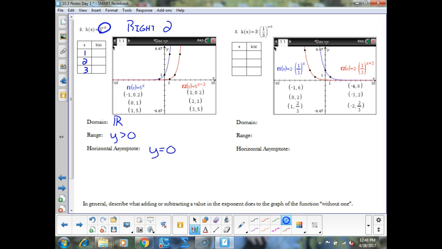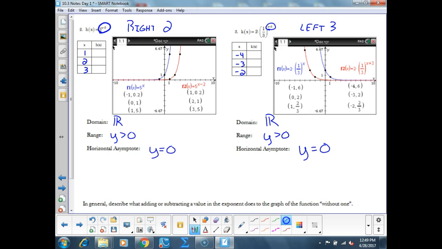Okay. Over here, again, now it's plus 3, so that is a left 3 shift. So negative 1 would go to negative 4, 0 would go to negative 3, and 1 would go to negative 2. But the domain, the range, and the horizontal asymptote all stay the same.